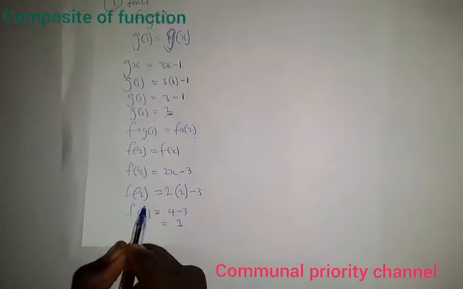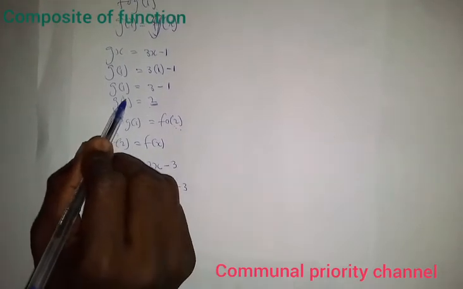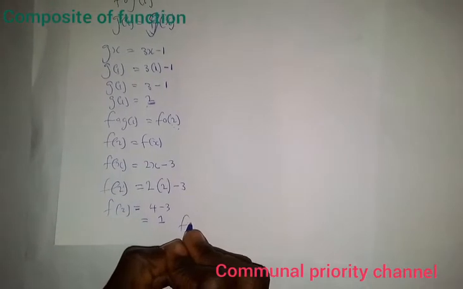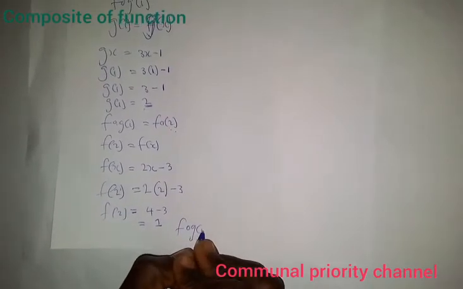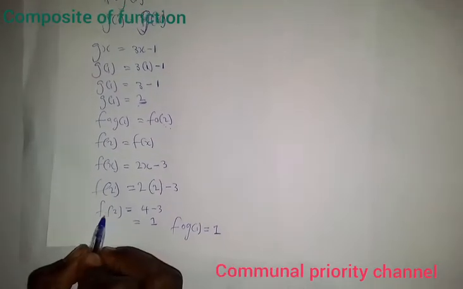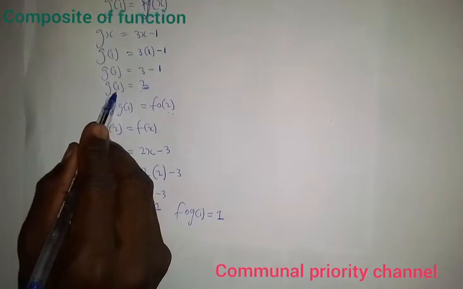So we know our 2 is g of 1, as we said here. Our g of 1 is the 2. Therefore, our f of g of 1 is equal to 1, because with this f of 2, we know the 2 is the final answer of g of 1, as we have it here.